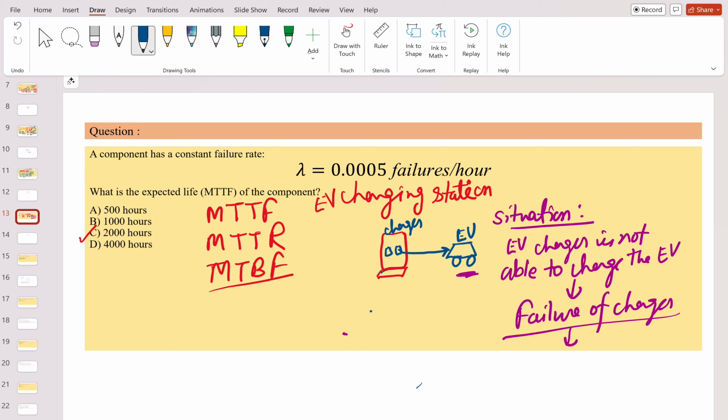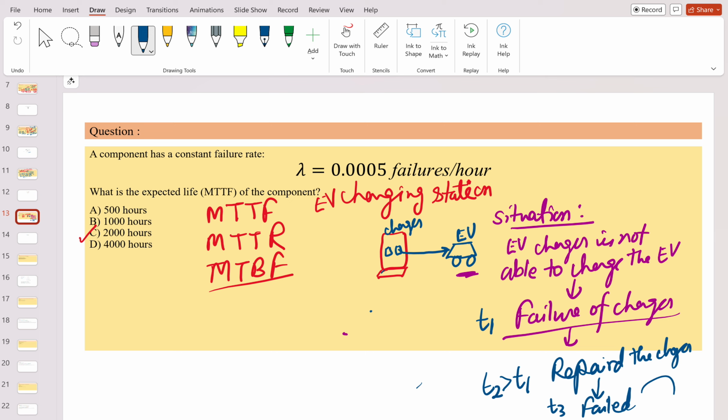Okay. So this failure of the charger came at time t1. Then at time t2, which is greater than t1, we repaired the charger, and then it was able to perform the operation. Then again, after time t3, it failed again, whatever the reason was. Then we repaired it again at t4, and then it started to operate.